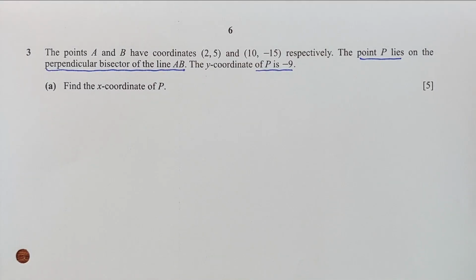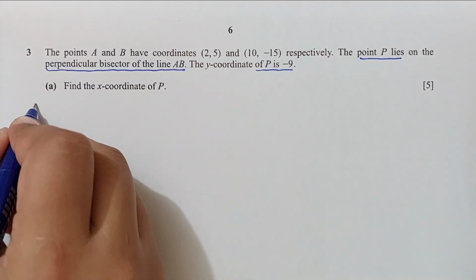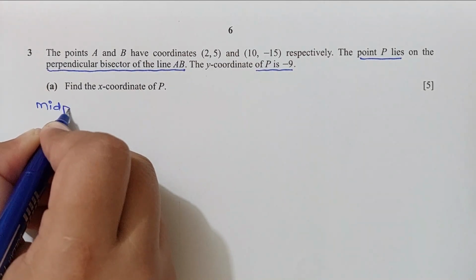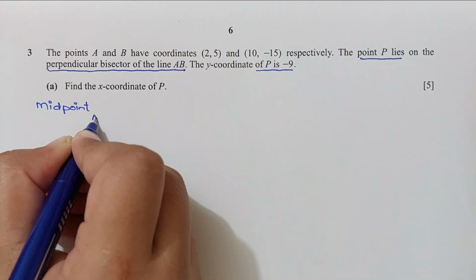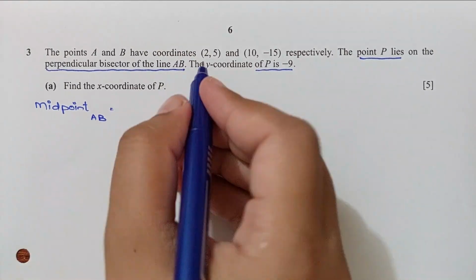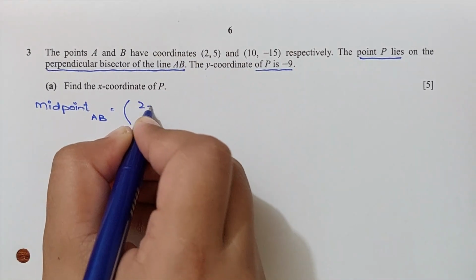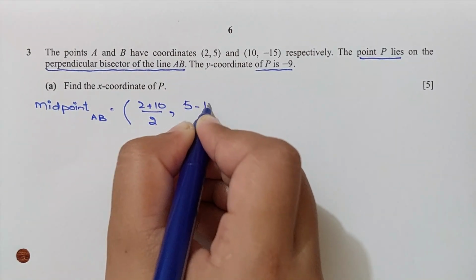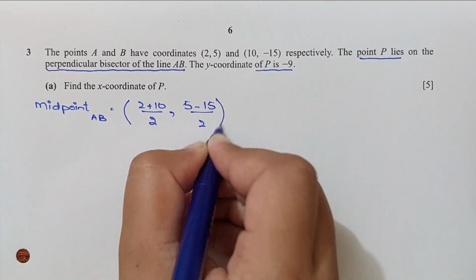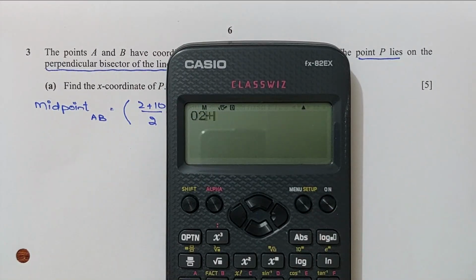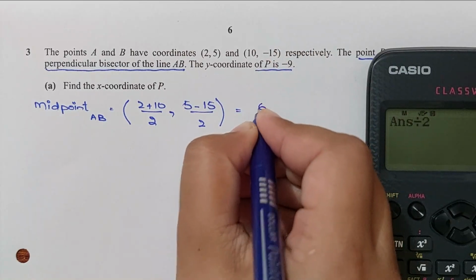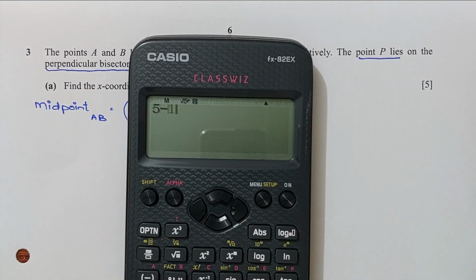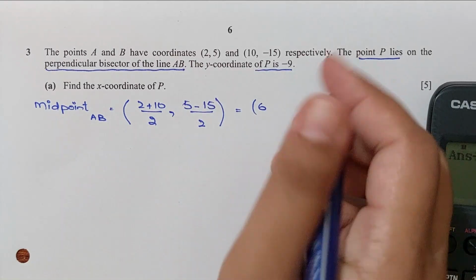So first let me find the perpendicular bisector of AB. For this we have to find the midpoint of AB, adding the x components, dividing by 2, 2 plus 10 by 2, and adding the y components divided by 2, 5 minus 15 by 2. 2 plus 10 divided by 2 is 6. 5 minus 15 divided by 2 is negative 5.